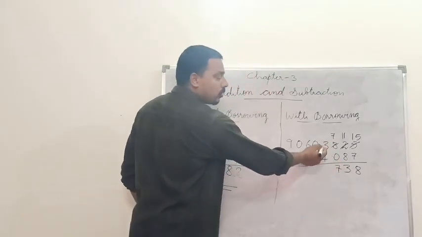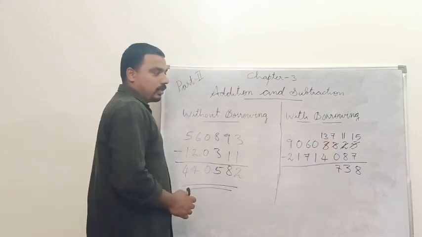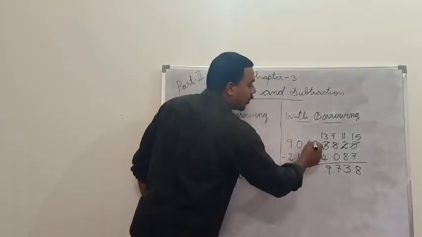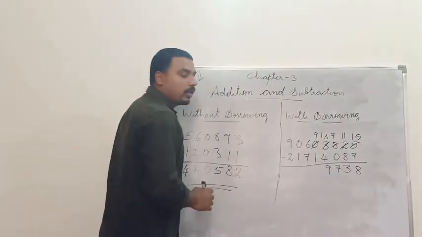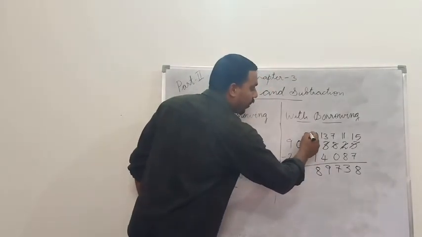Now 4 we are not able to subtract from 3. So borrow 1 and it will be 13. So 13 minus 4 is equal to 9. How much will be here? 9 only. So 9 minus 1 is equal to 8. And here will be 5.